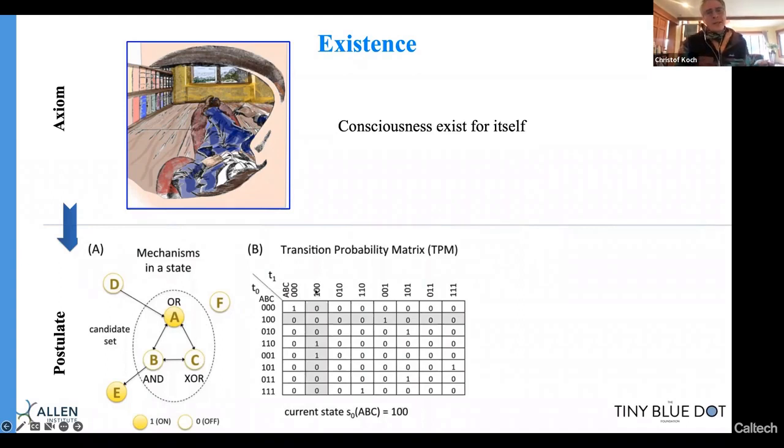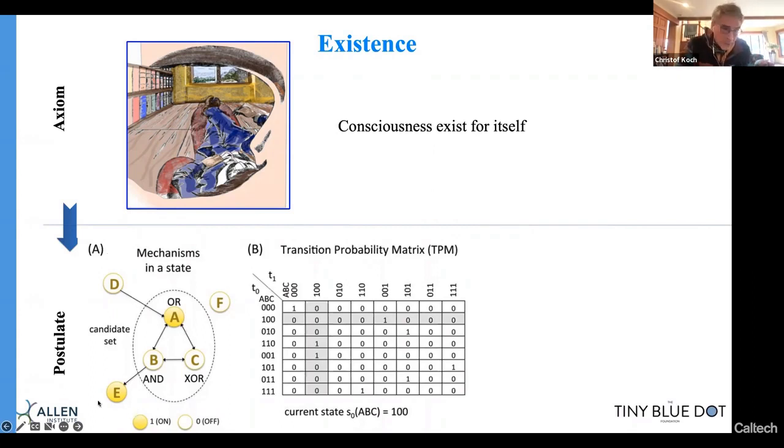The advantage is you can explicitly set up the TPM, the transition probability matrix. In this case, it's deterministic. It could also be stochastic. And you can ask, does this system exist for itself? Does it have some ability to influence just these neurons here?